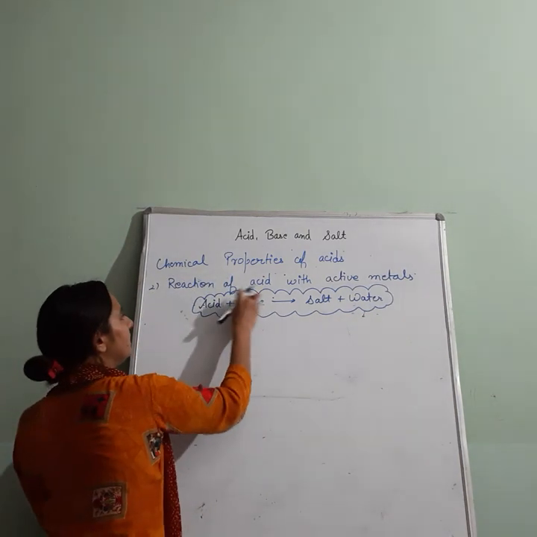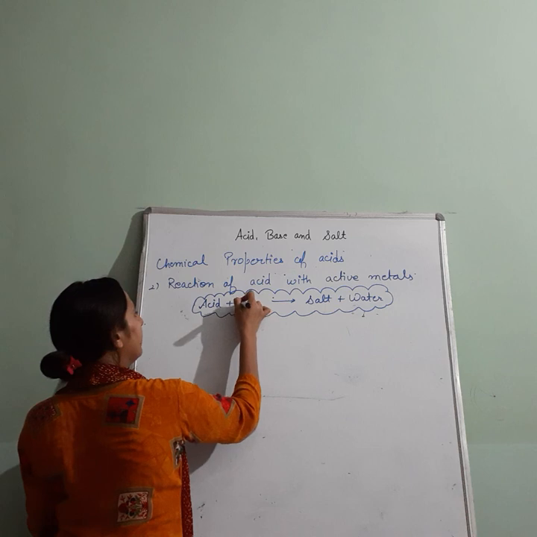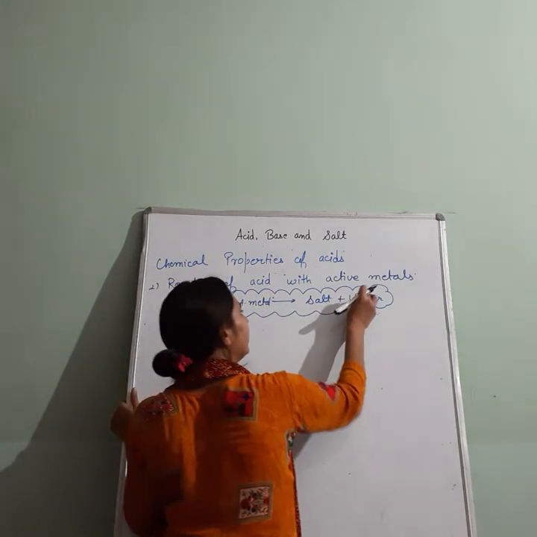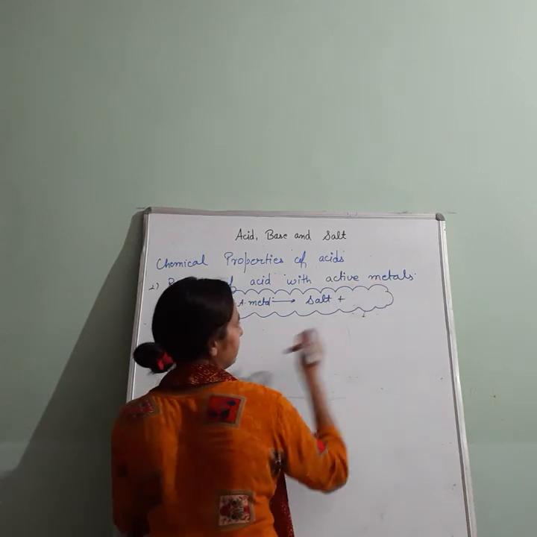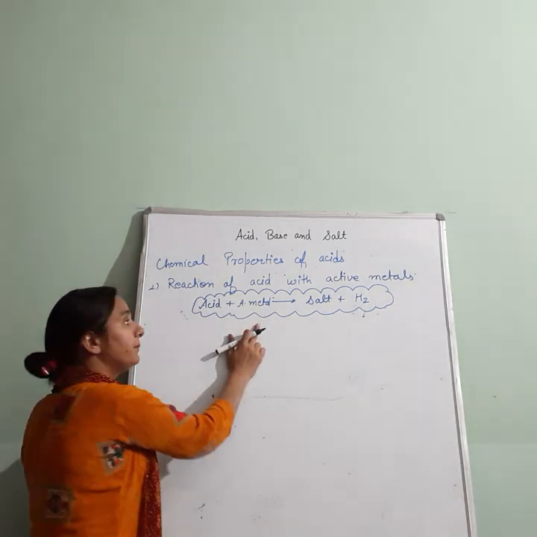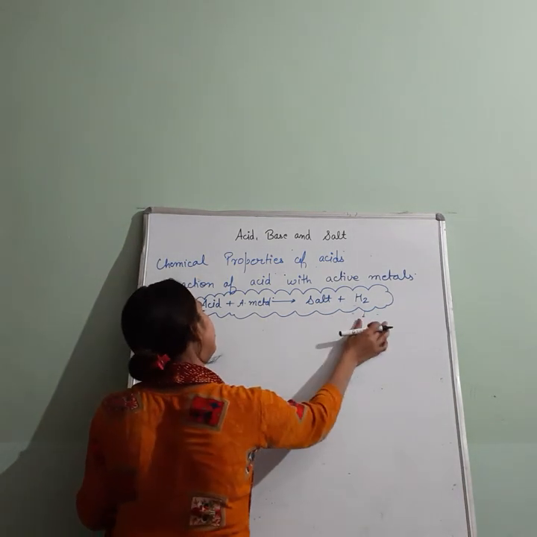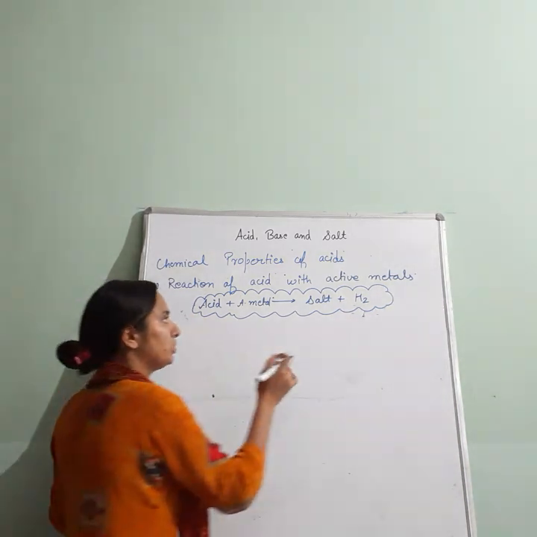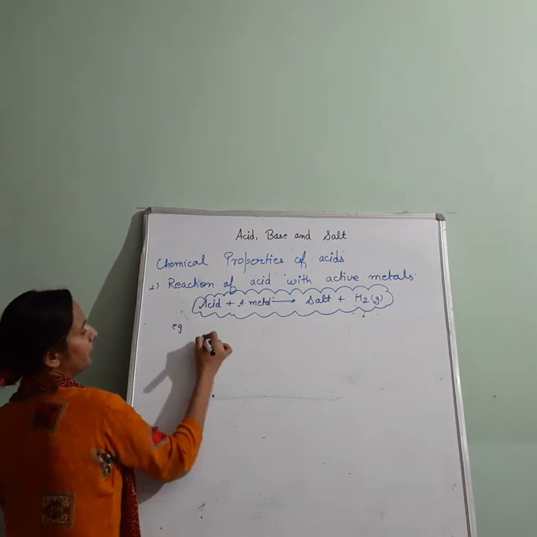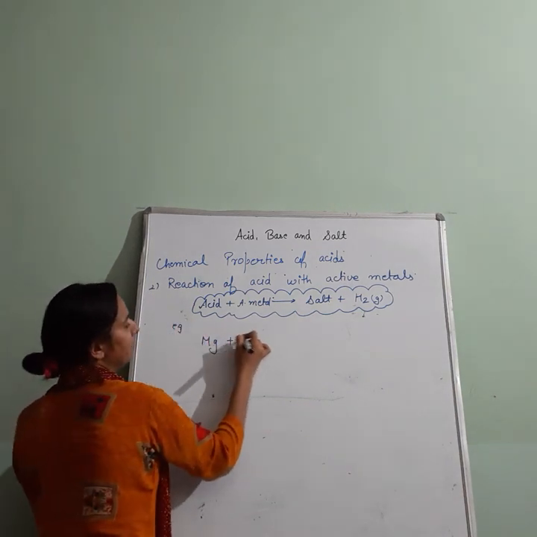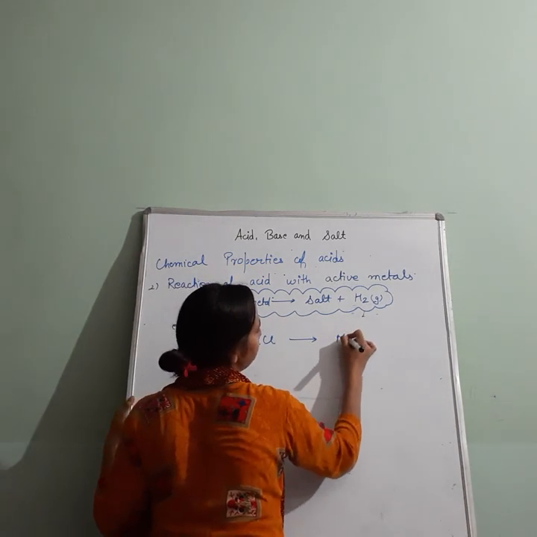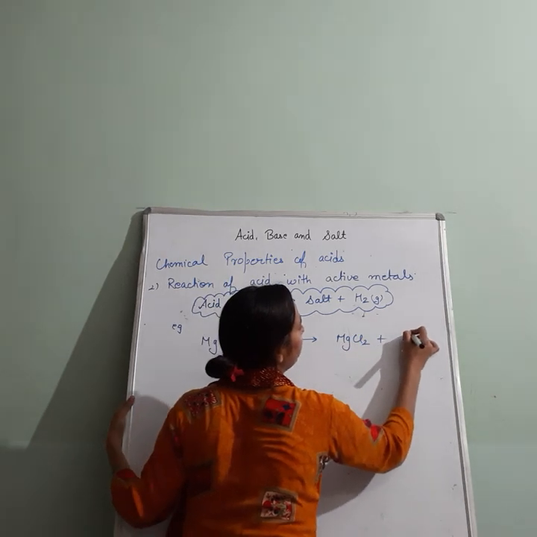When acid reacts with active metal, it forms salt and releases hydrogen gas. When acid reacts with active metals, this reaction results in salt with evolution of hydrogen gas. Let us take one example. Magnesium metal reacts with HCl, it results in MgCl2 plus hydrogen gas.